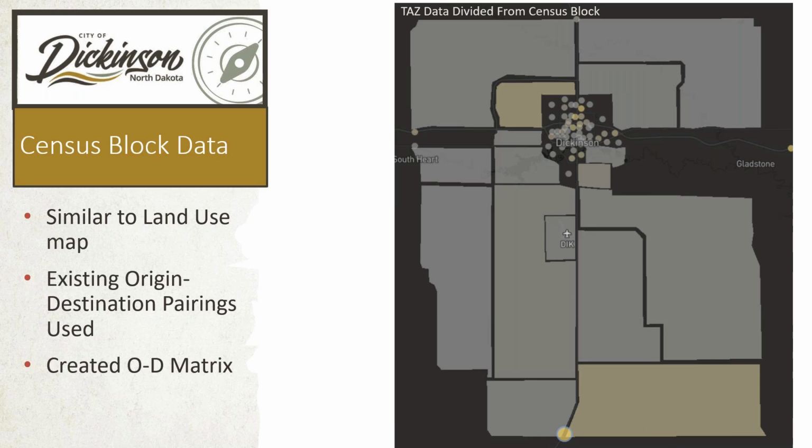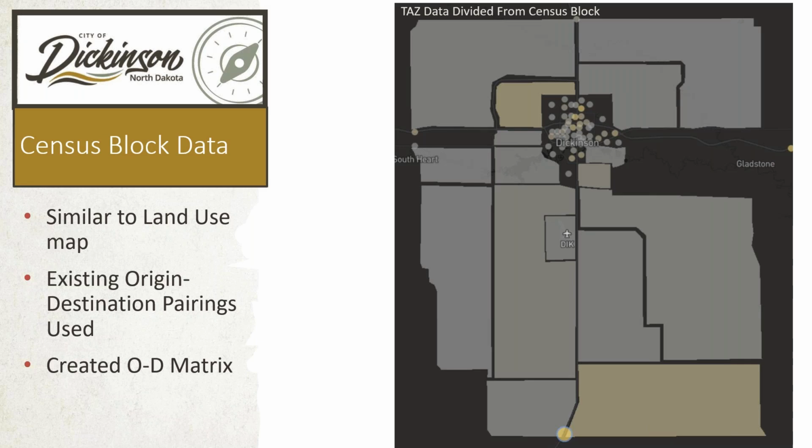Those traffic analysis zones, I believe there were about 105 to 110. We wanted this similar to the land use map, where we're able to see where this residential but also commercial and industrial balance was. So taking a look at existing origin destination pairings was very important in this study. We did use this to create an origin destination matrix for all of these zones.